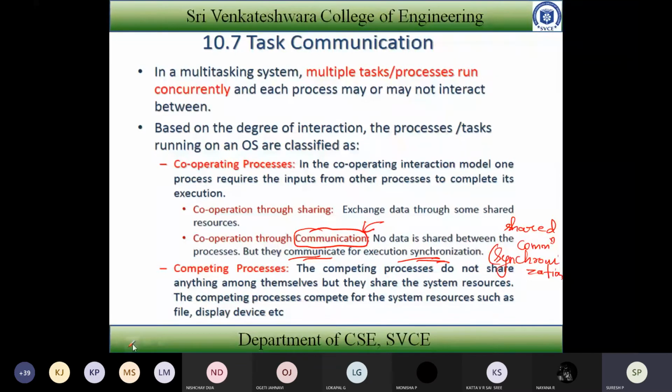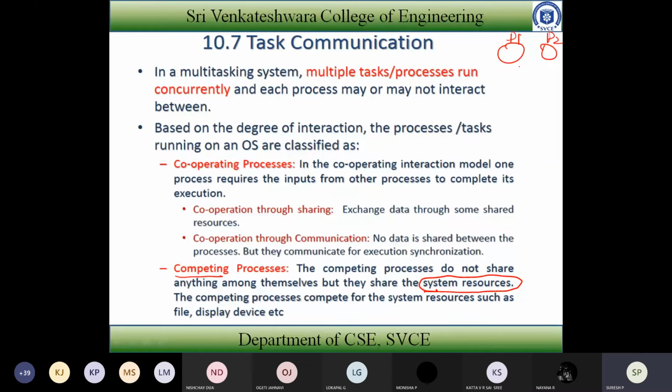Here, as the name says, the processes are competing. They will not share resources among themselves, but they will share the entire system resources. The competing processes do not share anything among themselves. If we take process one and process two with a shared memory, through this one it is sharing. That is true in cooperating processes.